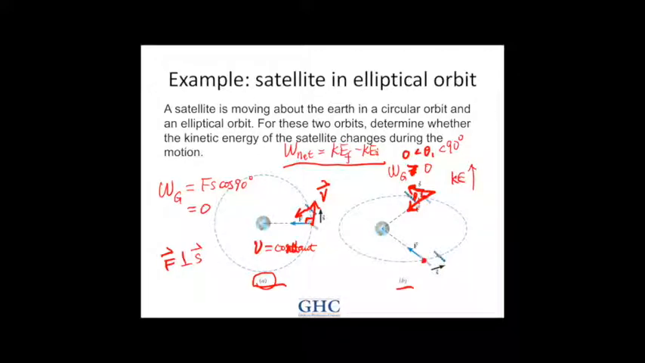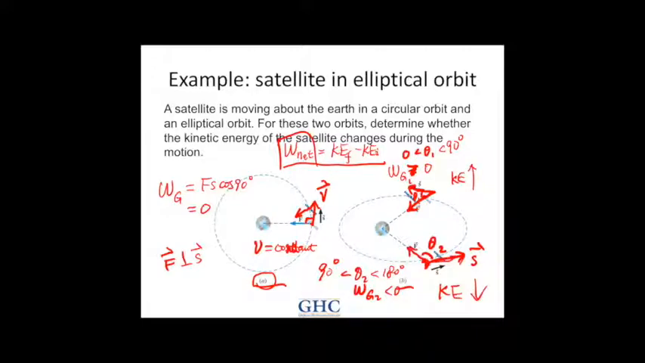Now, let's study this special location, with the direction of force and the direction of displacement. Let's call the angle between them theta 2. You see theta 2 is somewhere between 90 degrees and 180 degrees. So the work done by gravitational force here is negative. When the net work is negative, kinetic energy will decrease. So at this location, when the satellite moves this way, its kinetic energy is going to decrease.